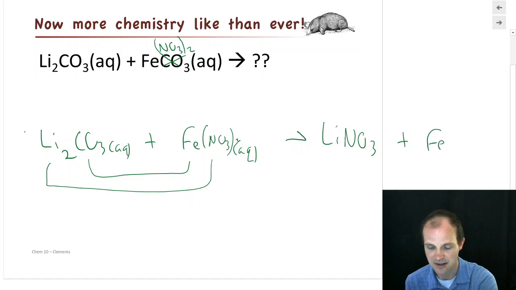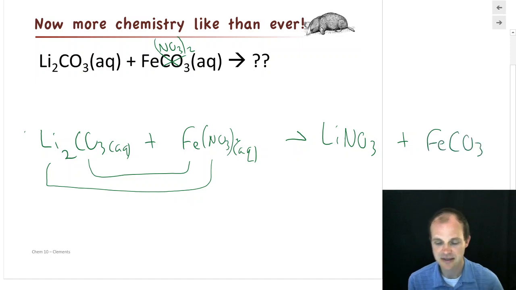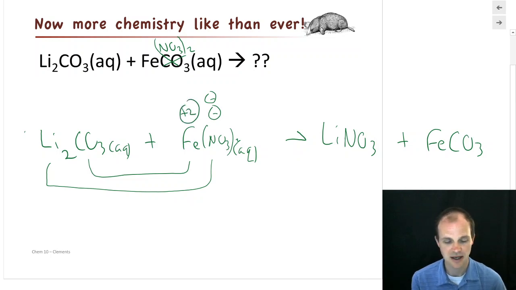And then our iron and carbonate. And again, 1-to-1 on those ones because iron is +2. I know that because nitrate's -1 and there's 2 of them, and so I've got a +2 here to balance out my iron. And carbonate is -2, and I just know that from my common ion table.